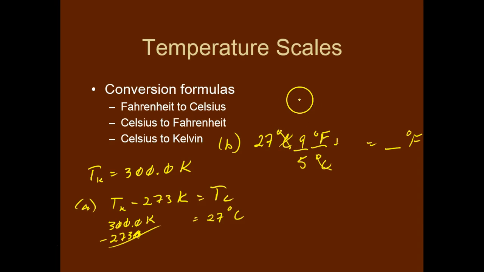That would be 63. 18 and 6 is 243 divided by 5. And that would be 28.6. Okay? That's degrees Fahrenheit. That's how far above the freezing point in Fahrenheit you are.